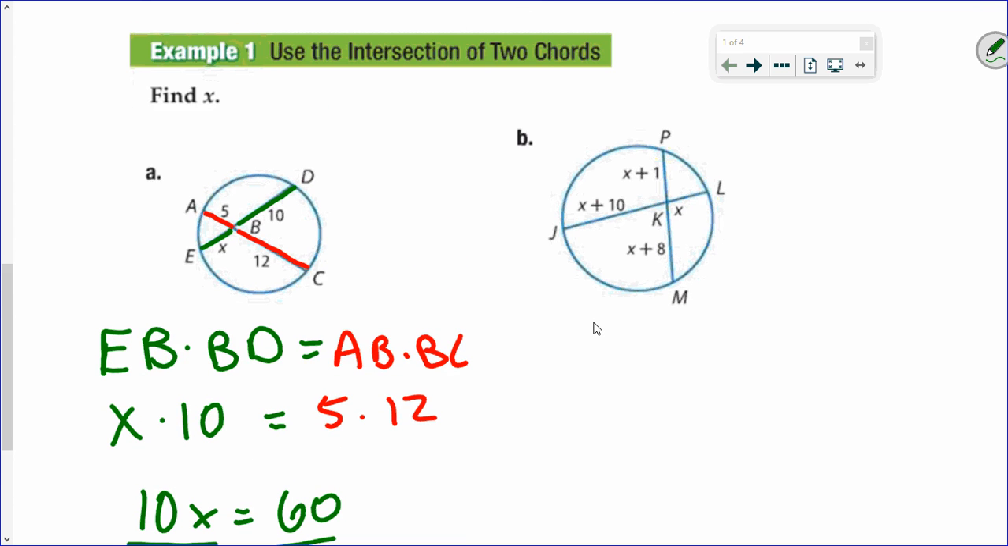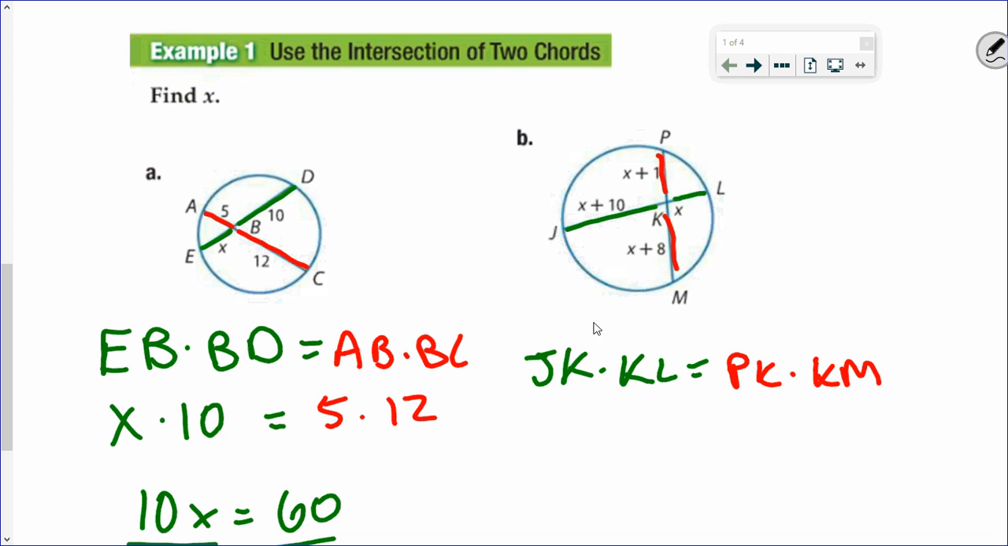Next one, got some expressions. Maybe it looks a little tougher right off the bat, but we're still using the same theorem. So we're trying to find x, so we want to use that JK times KL would be equal to, now we use the other chord here, PK times KM. And we want to use this to solve.